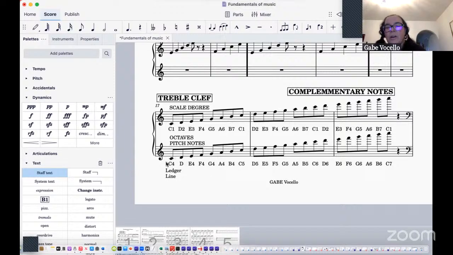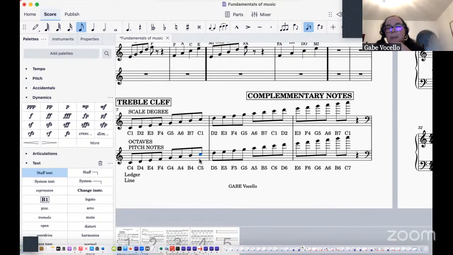So C4, D4, E4, F4, G4, A4, B4. The next C ascending is C5. From C to B within the scale, the number is the same as the originating C. So C4 until B4. The next C on the octave is C5.